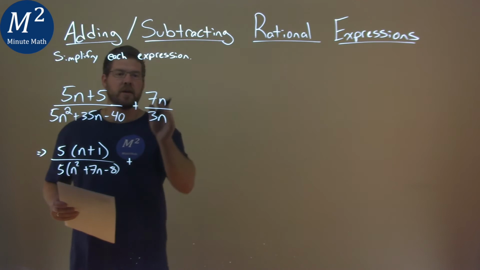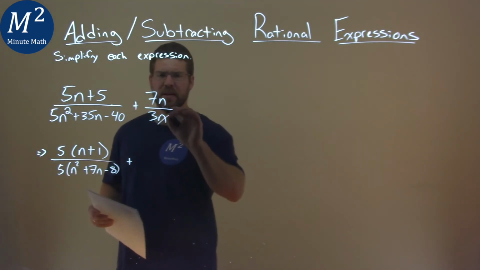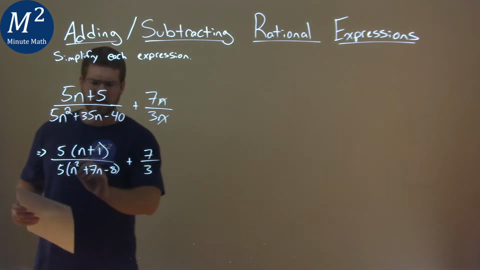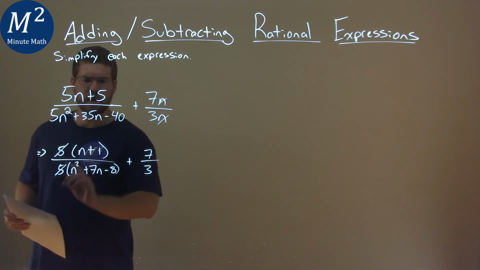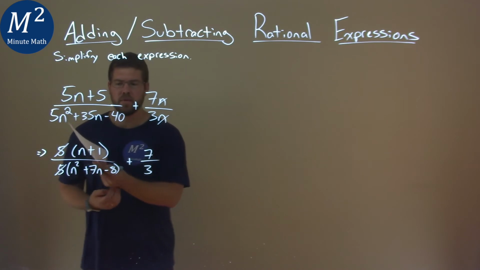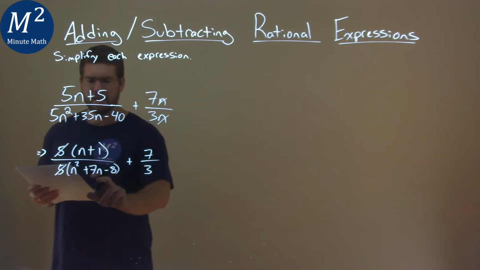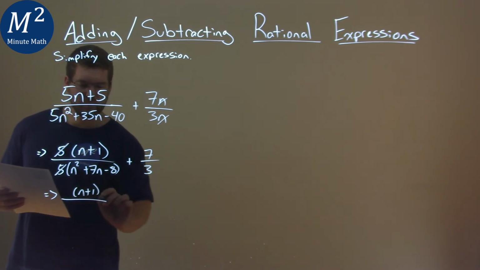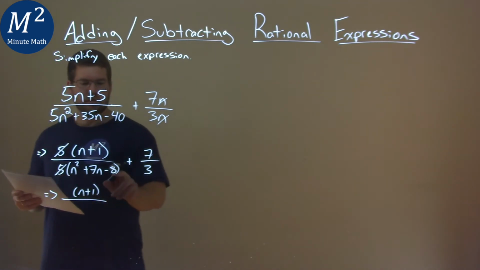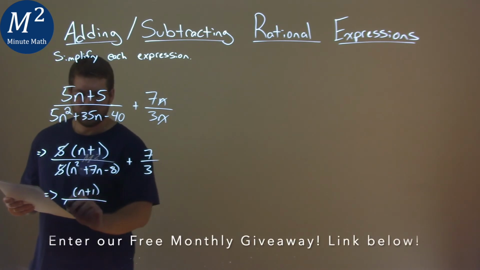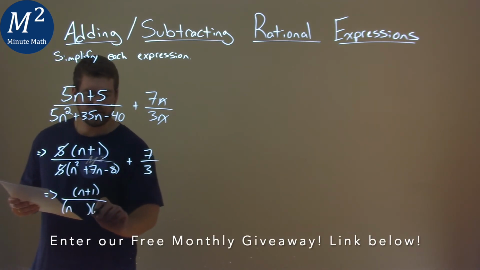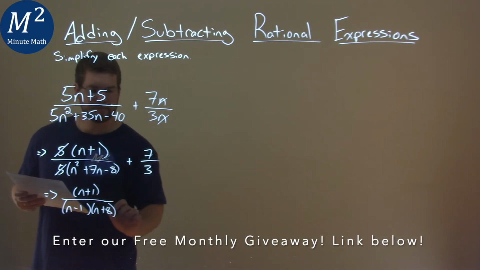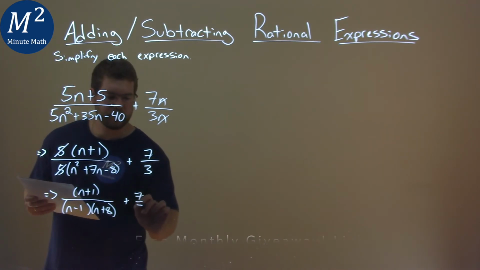Now we have 7n over 3n. Well, the n's just cancel, and we have 7 over 3. And here, actually, the 5's cancel too, right? So we have n plus 1 over n squared plus 7n minus 8. Now here, that looks like it can factor. So we have n plus 1 in the numerator over, and what two numbers multiply to be negative 8 but add to be a positive 7, and that's a minus 1 and a positive 8. And then we have 7 over 3.